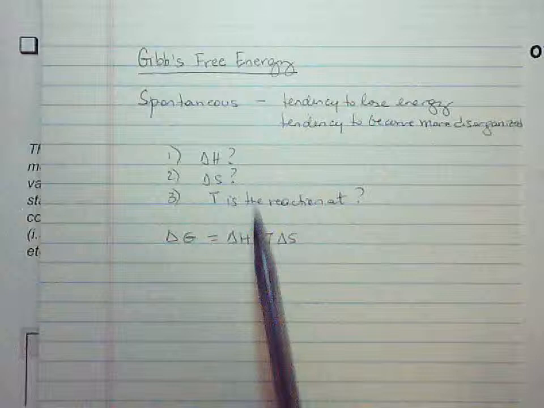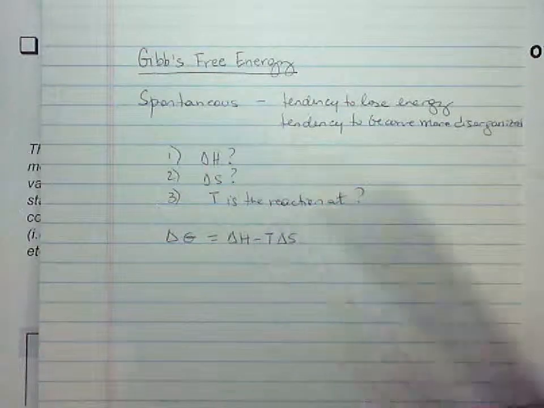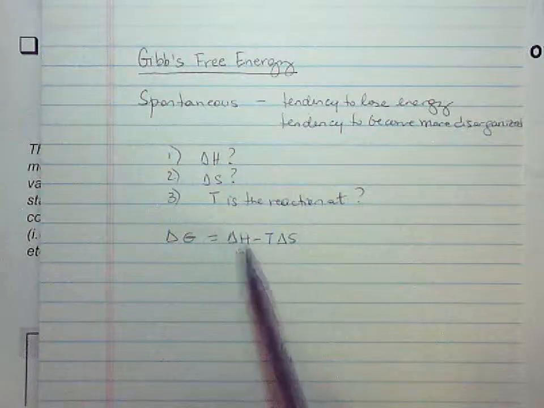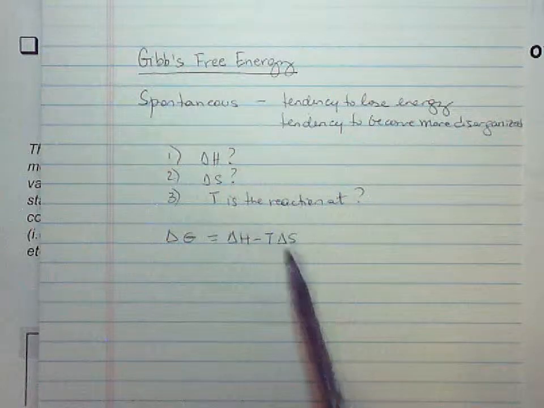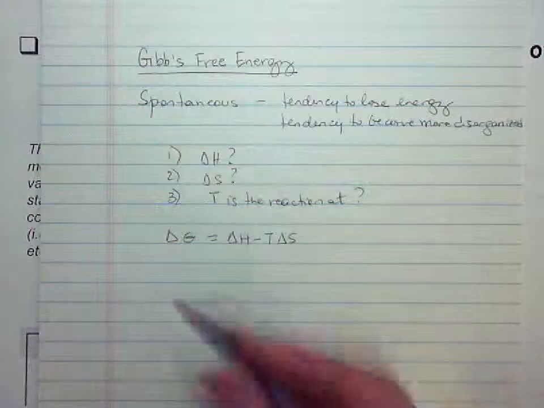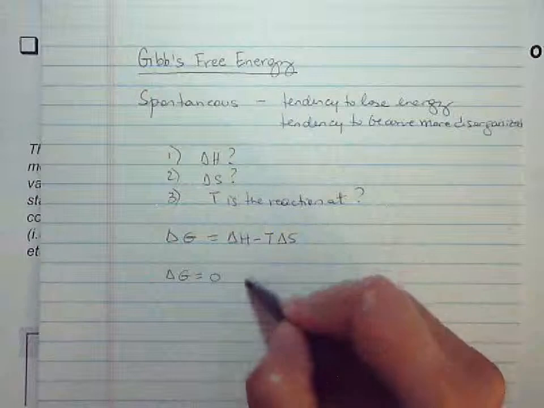Essentially, you had some problems in the book on page 836 to do for homework, where they asked you to calculate this. You calculated delta H from the table in the back of the book, you calculated delta S from the table in the back of the book, and you just substitute them into here. And what you really need to know is this punchline: when delta G is equal to 0, your reaction's at equilibrium.